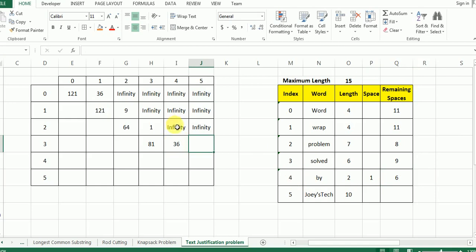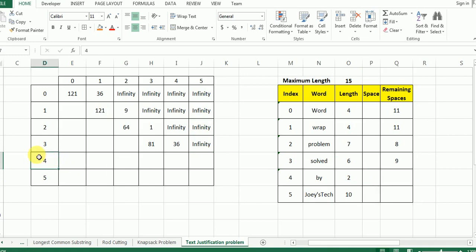Now for this cell, it will be 3 to 5. So from 3 to 5, the combined length is going to come as 18 plus 2 spaces. So it's going to be 20. It breaches 15. Hence, we are going to populate this cell with infinity as well. Let me omit these cells again.